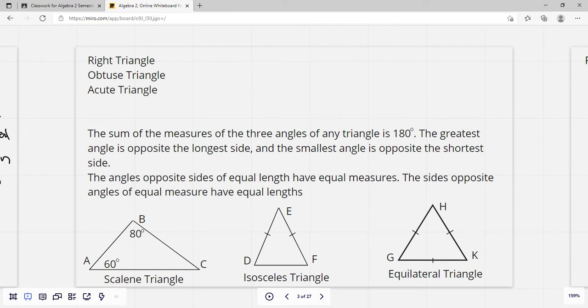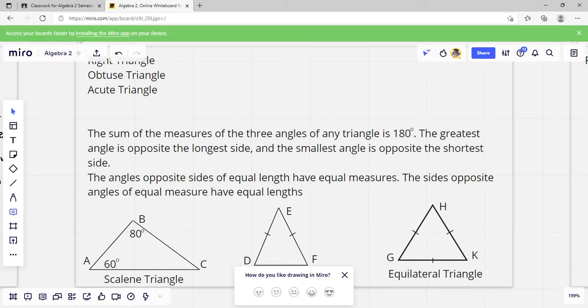Triangles. A right triangle is a triangle with one right angle. Let me try doing that with a line tool. So it has one angle that is a right angle, meaning that this corner right here is a square corner. That one's a right triangle.